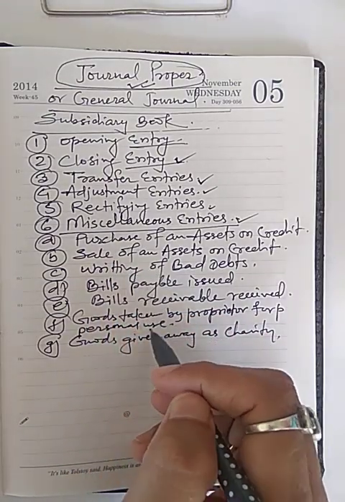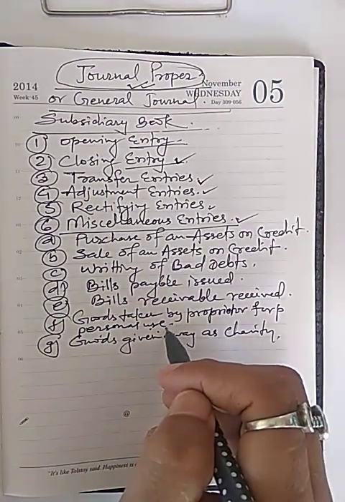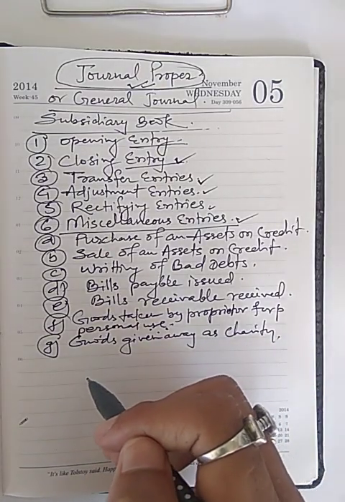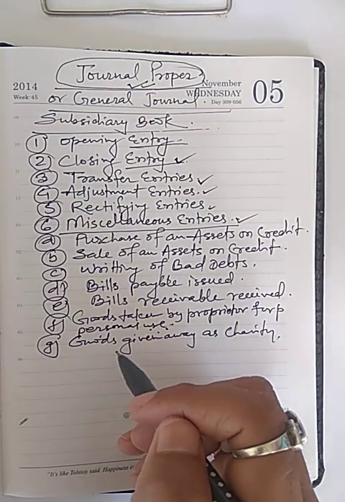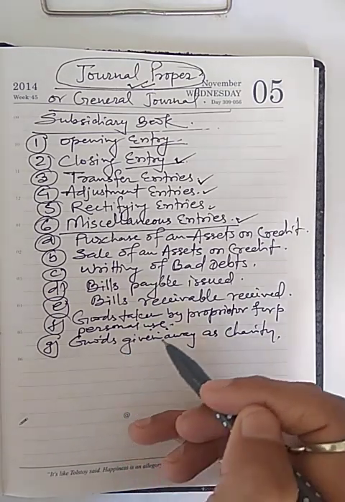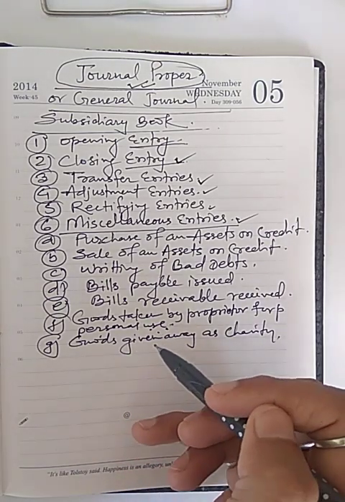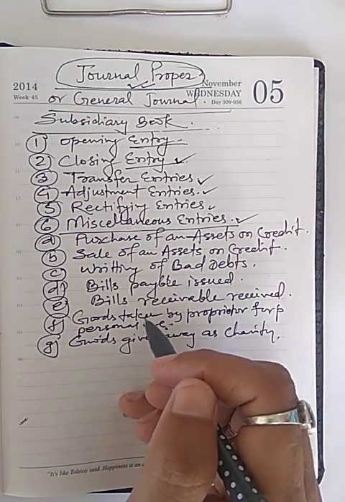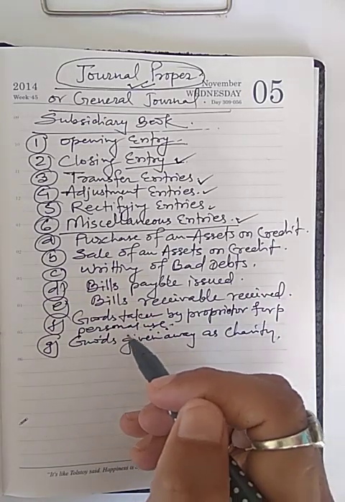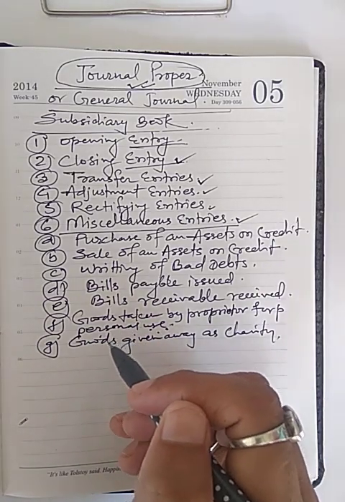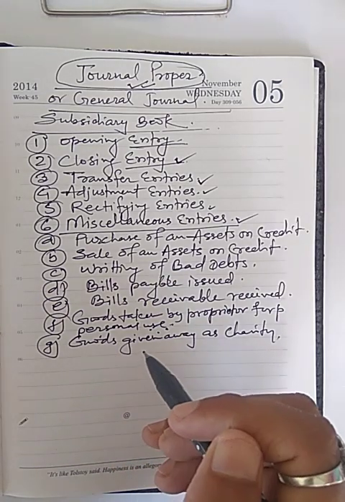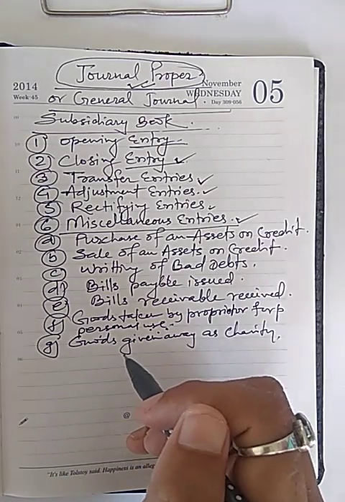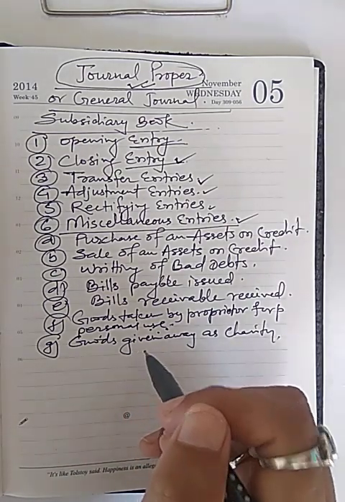Suppose abnormal loss of stock or other asset by fire, accident, theft, etc. are included in miscellaneous entries. Dishonor of bill receivable, endorsement of bill receivable to a creditor, discount allowed and discount received also come under miscellaneous entries. So many things come under miscellaneous entries. Now, what will be the journal entry?